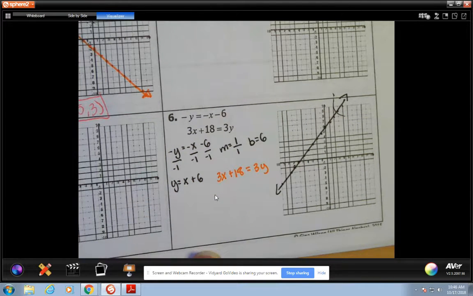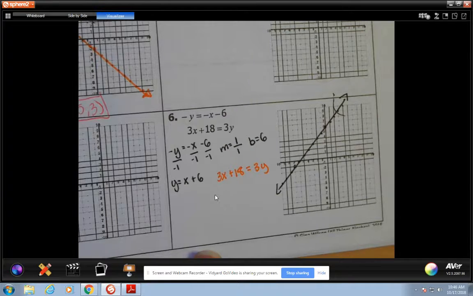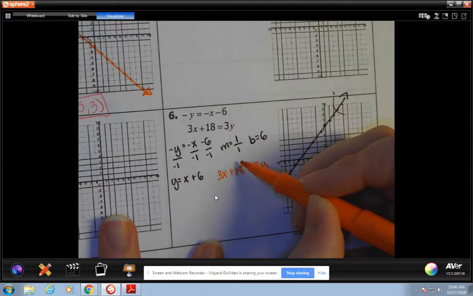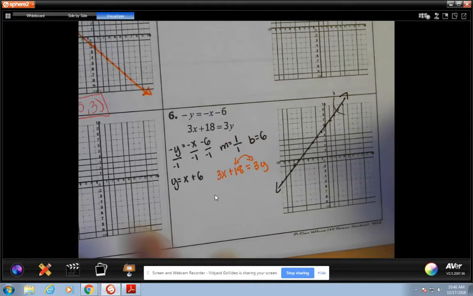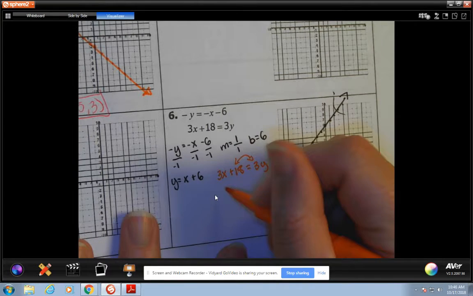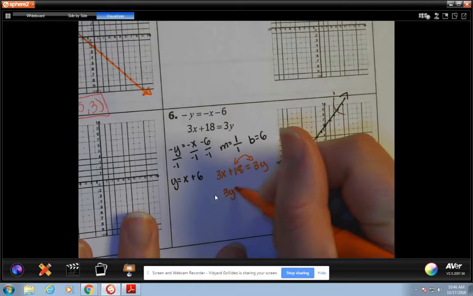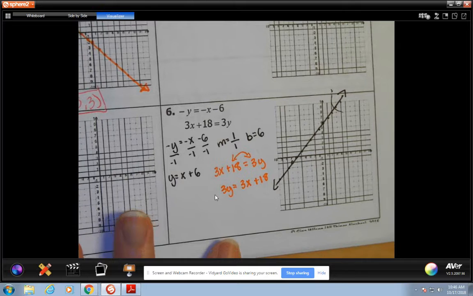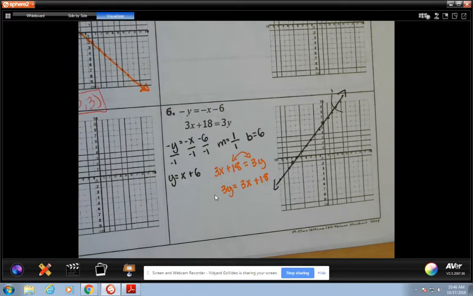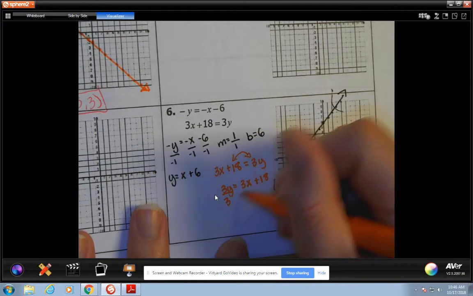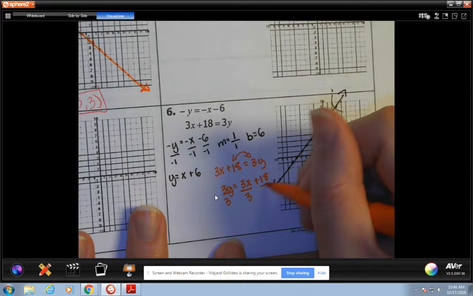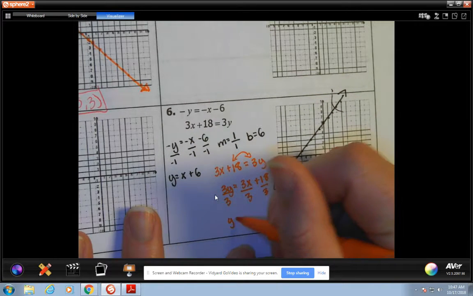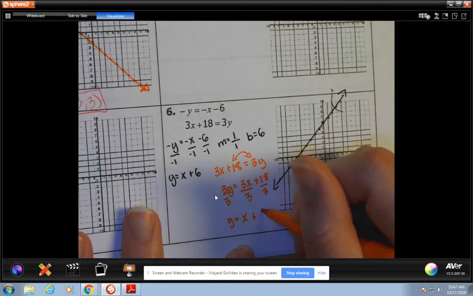Oh, this is in a different order. So what I want to do to start off is switch sides. I'm going to rewrite this. I'm basically going to just switch them around. I'm going to put the y on the left because that's how I'm used to seeing it. So this would be 3y equals 3x plus 18. And now I can solve this. I can just divide everything by 3. So divide by 3, divide by 3, divide by 3, and y equals 3x divided by 3 is x. 18 divided by 3 is plus 6.